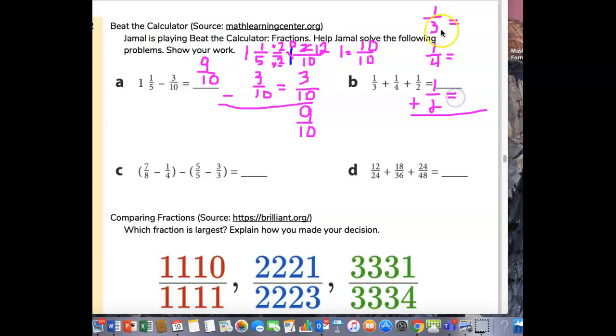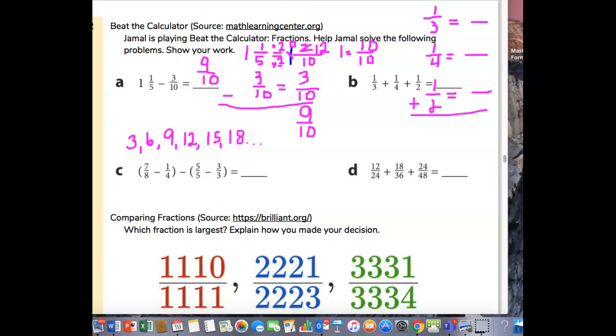So what we have to do is make them equivalent, find a number that 3, 4, and 2 will all go into. So remember when we wrote the multiples? It's like skip counting. 3, 6, 9, and then what comes next? 12, 15, 18, and so on. So we put dot, dot, dot there to show that we're continuing.